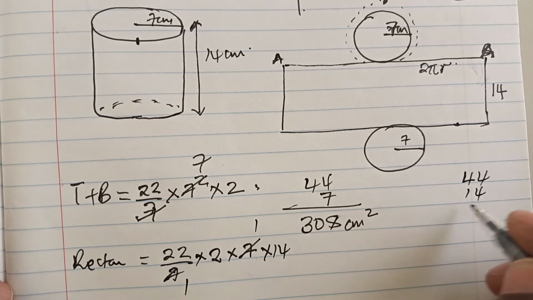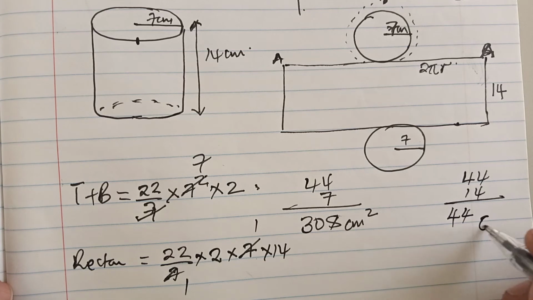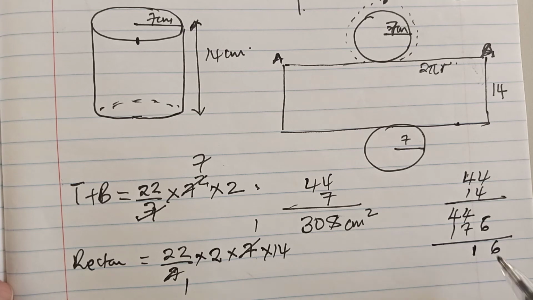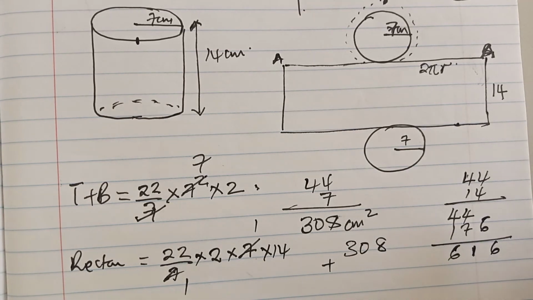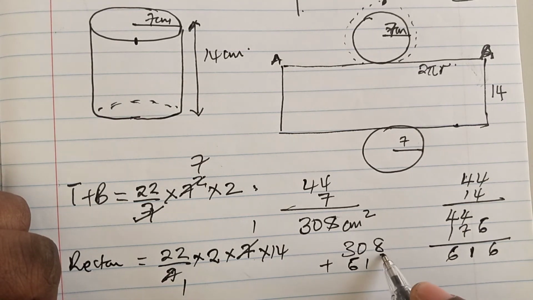44 times 14, which is 4 times 4, 16. Carry 1, 16, 17. And this is 6, 1. 6. Now, the total area becomes 308 plus 616.